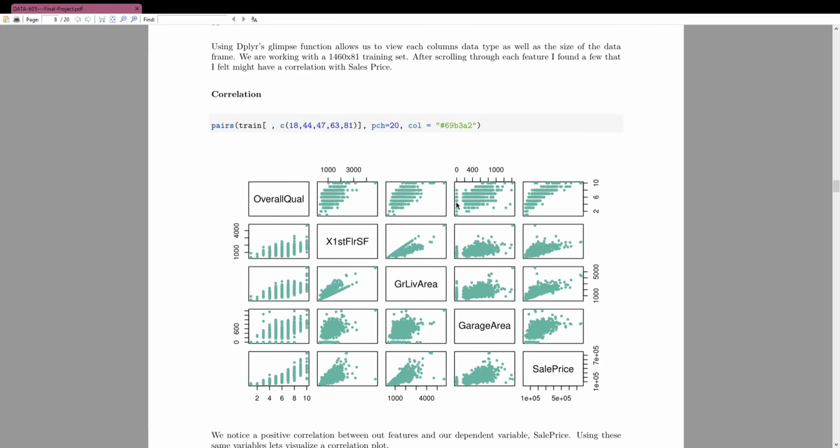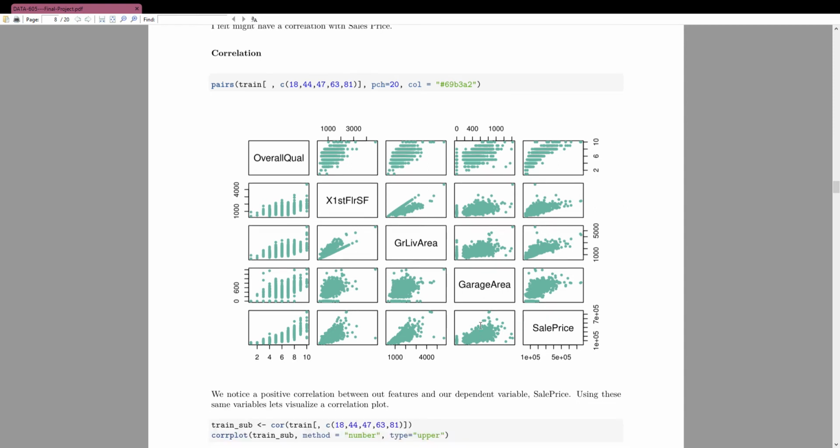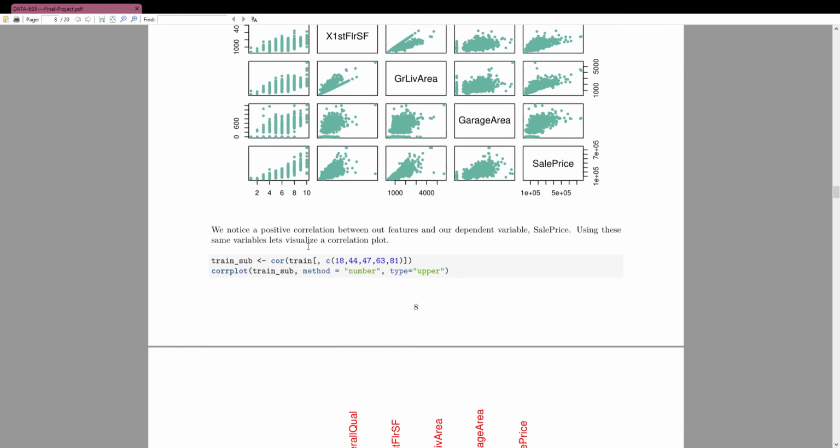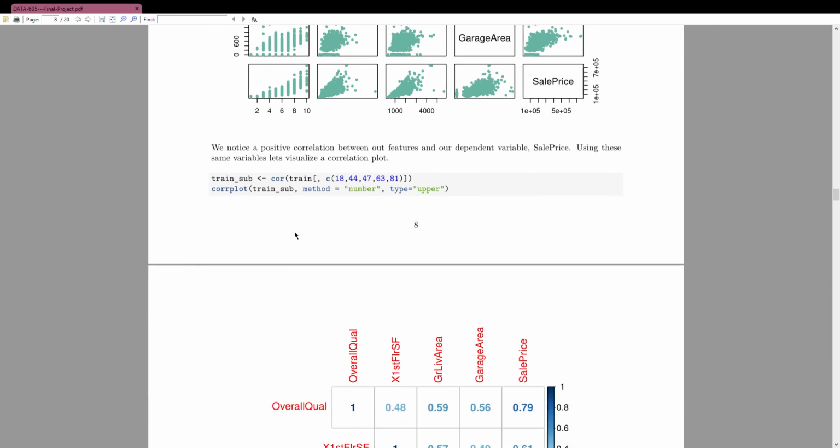So here I chose different factors that I felt might have a strong correlation with sales price. I chose the overall quality of the house, the square footage of the first floor, the greater living area, and the garage area. For the most part, they all have positive correlations, with the exception of a few which are kind of weak, hard to tell. But moving on, we are going to create our correlation matrix now.